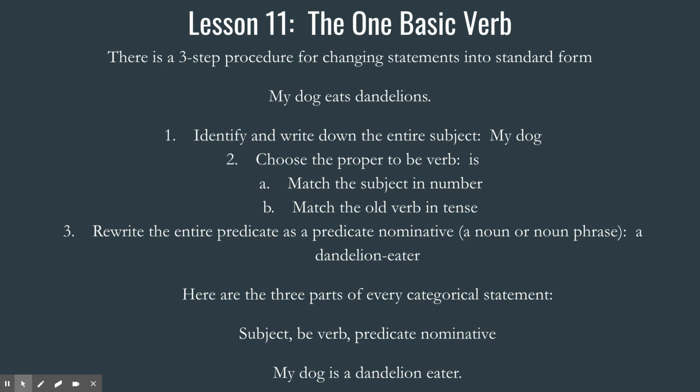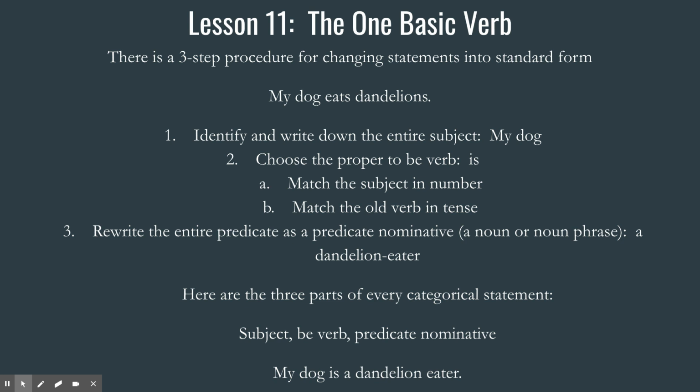So every categorical statement that you're going to have for the rest of the semester has the same three parts in the exact same order. You've got the subject, my dog. The subject should be immediately followed by the helping verb to be, whichever the right form is, and then a predicate nominative, dandelion eater. My dog is a dandelion eater.